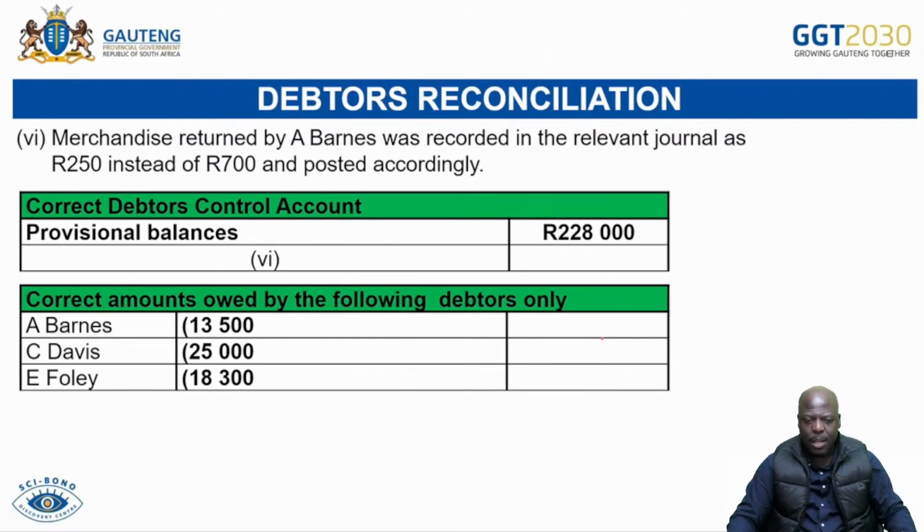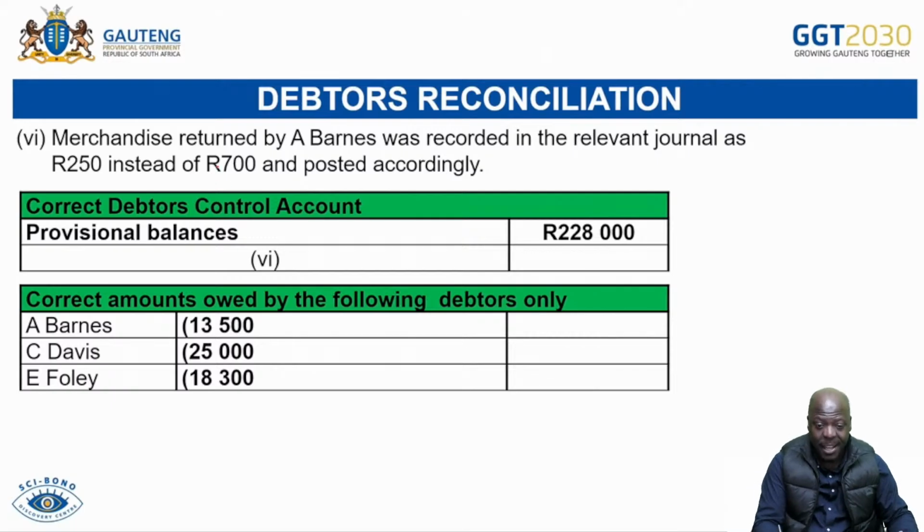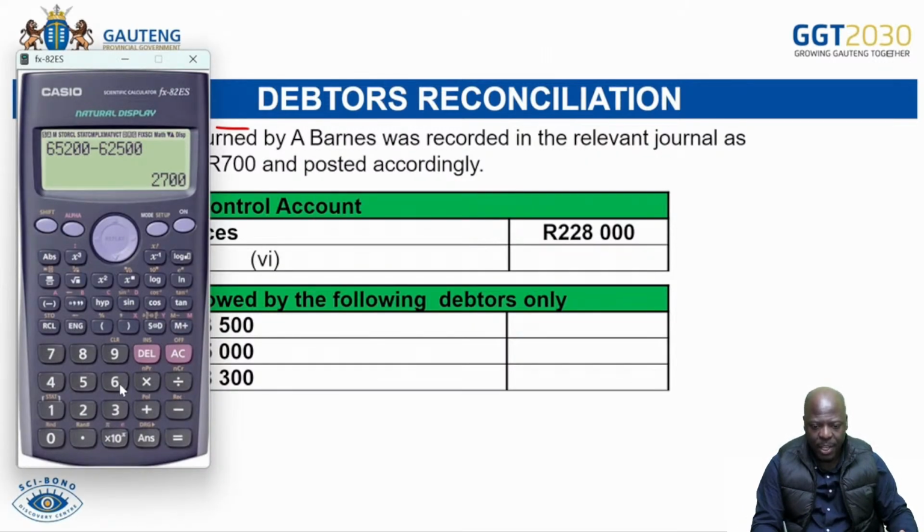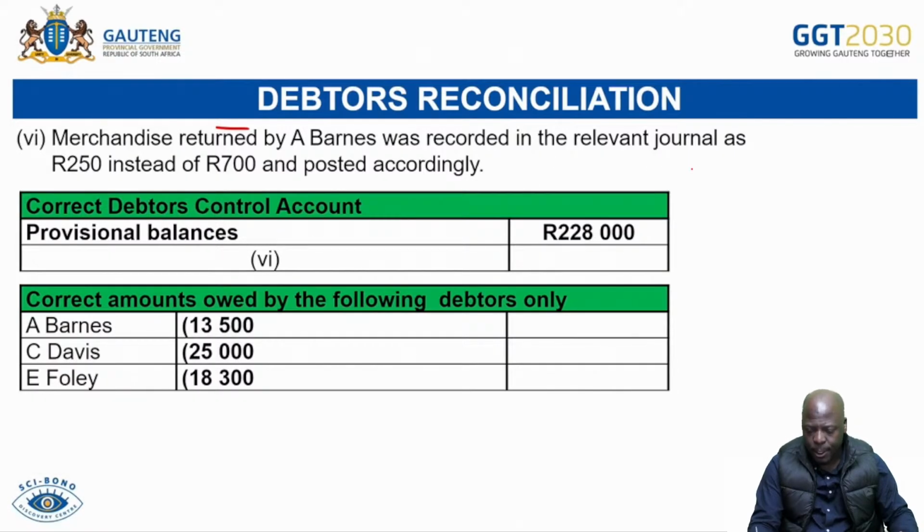Number 6 then reads, merchandise returned by A Bonds. Returns means minus. Merchandise returned by A Bonds was recorded in the relevant journal as 250 instead of 700. So if we come here, then we say 700 minus 250. The difference gives you 450. Okay, so here we have our difference, 450. Let's go again. Merchandise returned, that's a minus, by A Bonds was recorded in the relevant journal as 250 instead of 700. So what we did here is we understated.